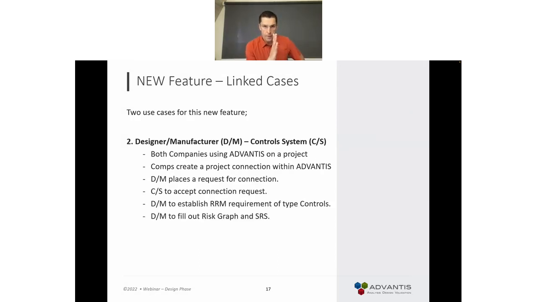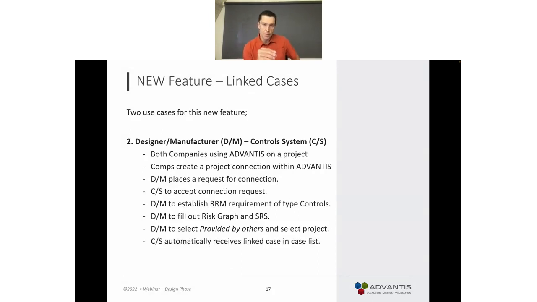Now, this is going to be something we would like to get some feedback on. The designer manufacturer has to fill out the risk graph and the safety requirement specification. And only then he's going to select the provided by others, select the project, and then the control system provider can then enter the solution information for this particular linked case. We have had some debate if we should let the control system provider also do the risk graph and SRS. I'll show you this again when we do the demo, then maybe it's clear what I mean by this.